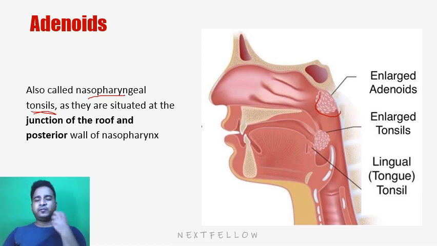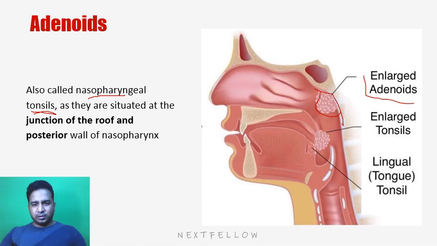That is the group of lymphoid tissue which are located at the nasopharynx, over the junction at the roof and the posterior wall of the nasopharynx. You can see this is my roof of the nasopharynx and this is the posterior wall. So at the junction of this, these are enlarged adenoids.